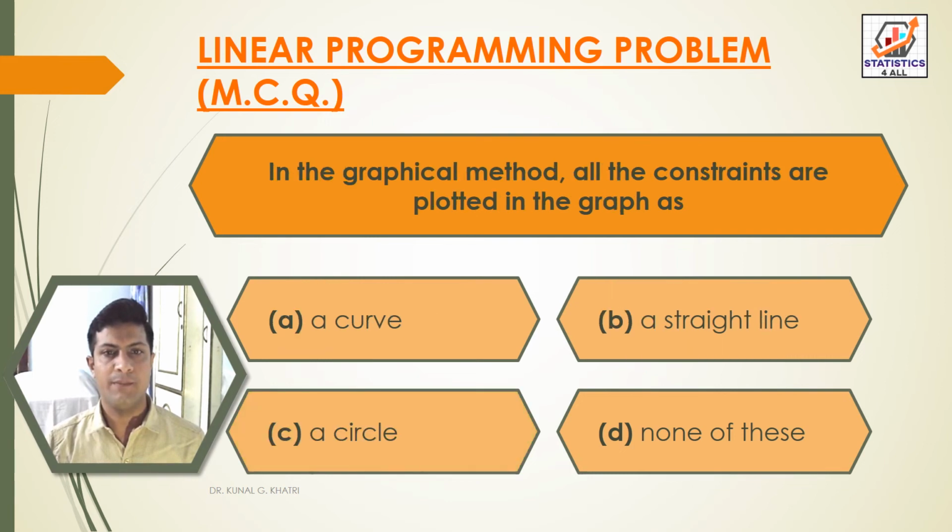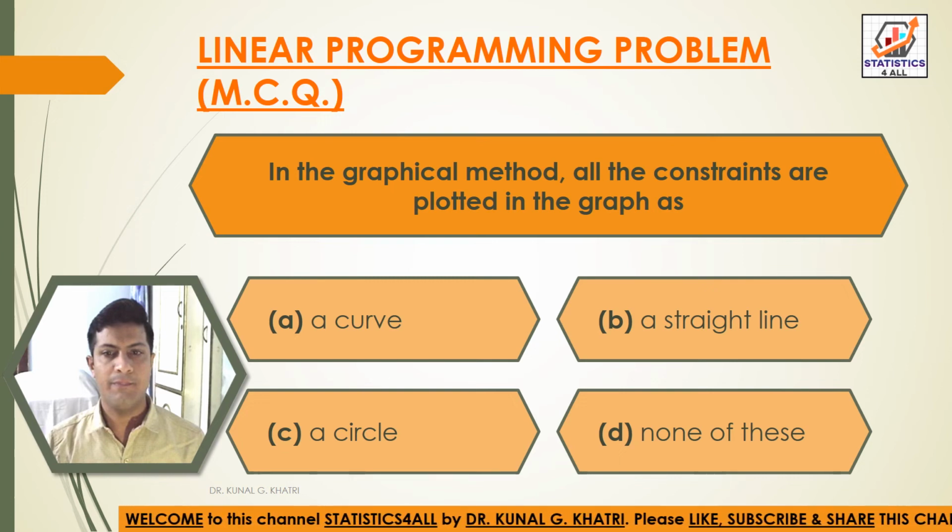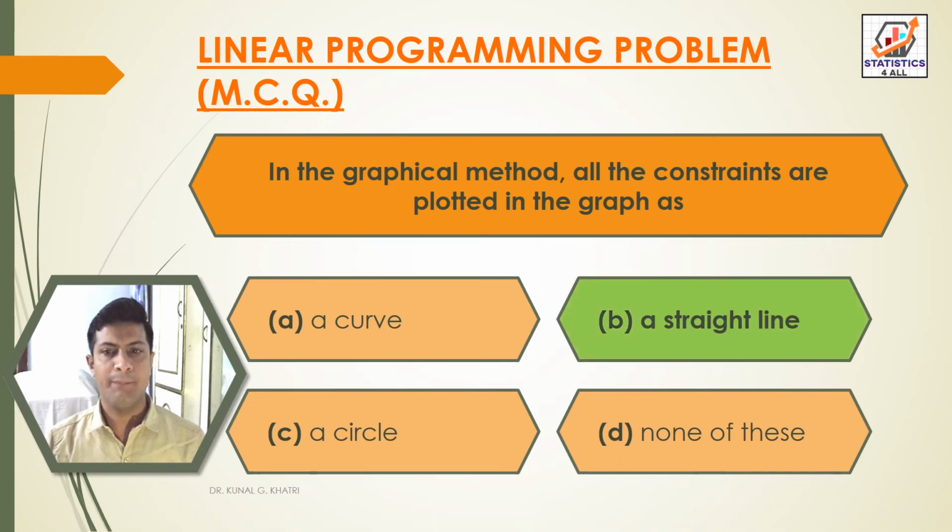Next question. In the graphical method, all the constraints are plotted in the graph as option A, curve, option B, a straight line, option C, a circle, option D, none of these. So here we have answer option B, a straight line. In the graphical method, all the constraints are plotted in the graph as a straight line.